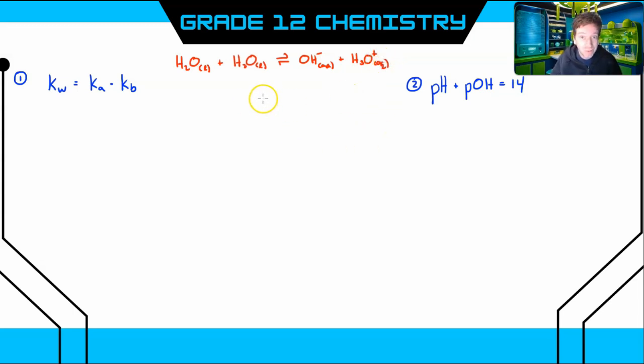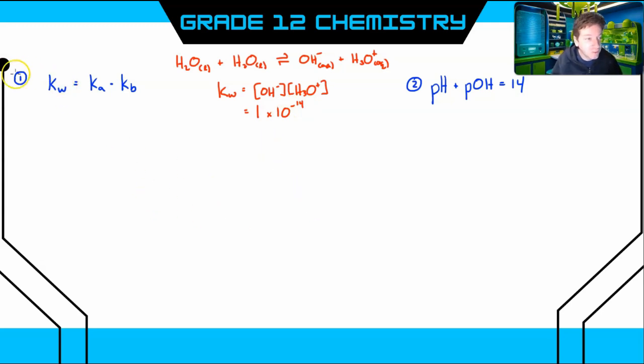And if we apply our equilibrium law, we get Kw is equal to, so the waters we don't put in because we don't put in pure liquids or solids, so we just have the concentration of our hydroxide ions times the concentration of our hydronium ions. And that Kw value is equal to 1 times 10 to the minus 14. We all good with that?